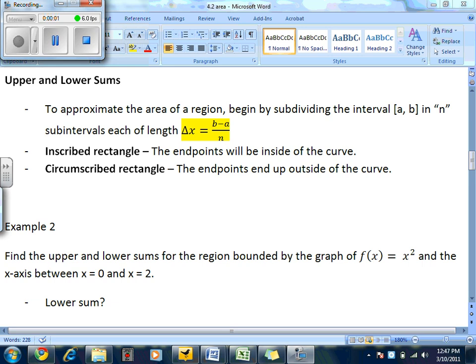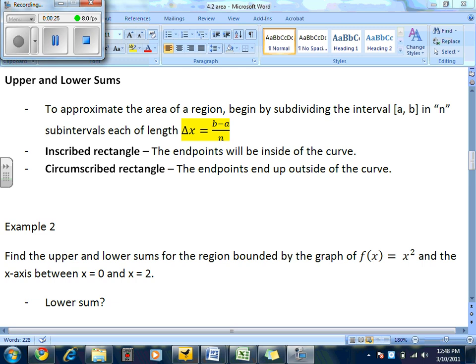The second part of this is what we're going to talk about is upper and lower sums. In that last example, we broke that curved area, that curved object, into 5 separate rectangles, found the area of those rectangles, and estimated the area underneath that curve using those rectangles. We looked at both the left endpoints and the right endpoints, where it was bigger than the actual area and smaller than the actual area.